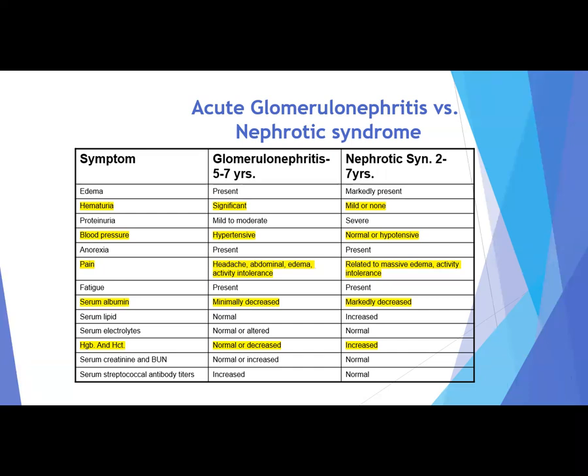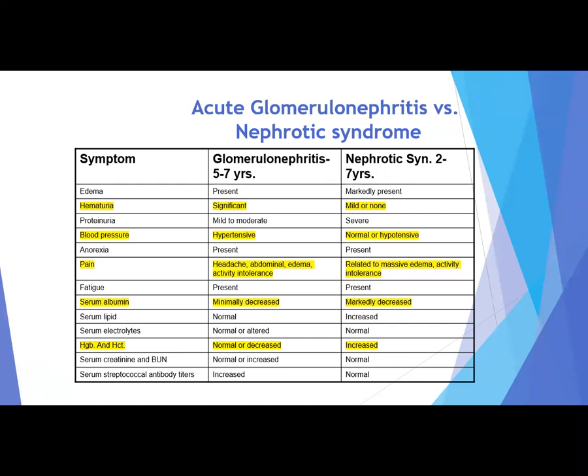With the glomerulonephritis or the AGN, we see some related to the headache, which the older child may be able to share with you. Albumin is another big factor. So in AGN, it's only minorly decreased, but in nephrotic syndrome, we said that was one of our big red flags when it comes to our lab work. And then H&H is increased in nephrotic syndrome and can be normal or decreased in AGN.